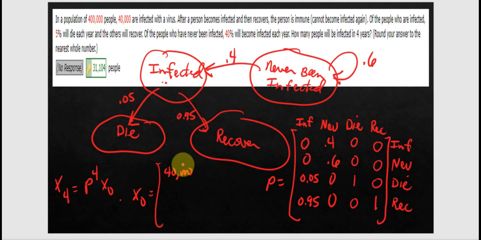And then how many people of the 40,000 who are not infected? 360,000. And then I'm going down this order. How many die at 5%? So 5% of the people who are infected. So 5% of 40,000 is 2,000. All right.